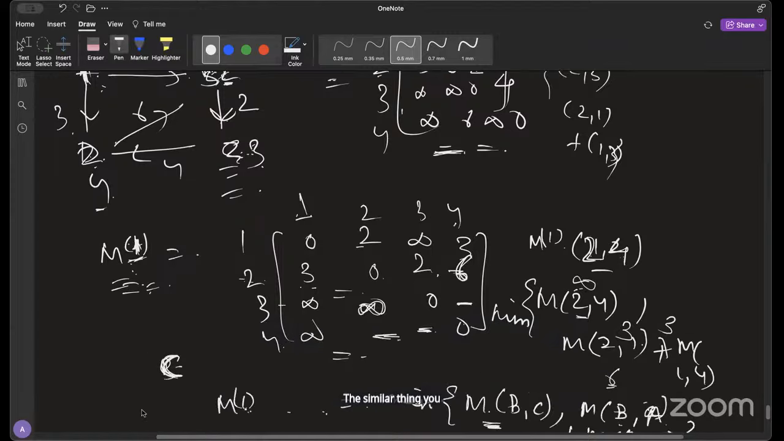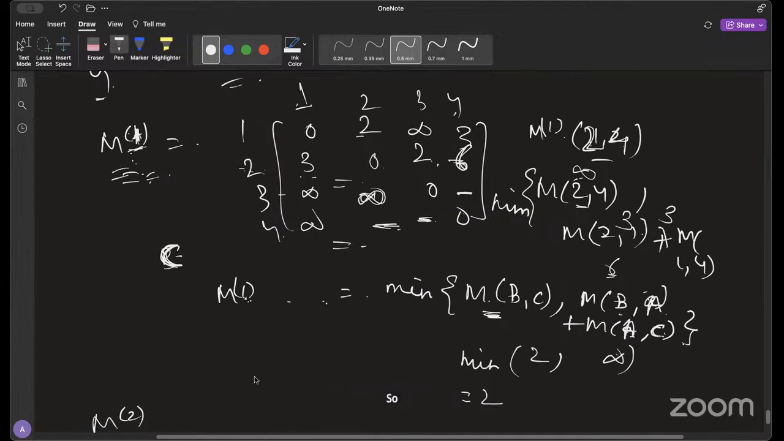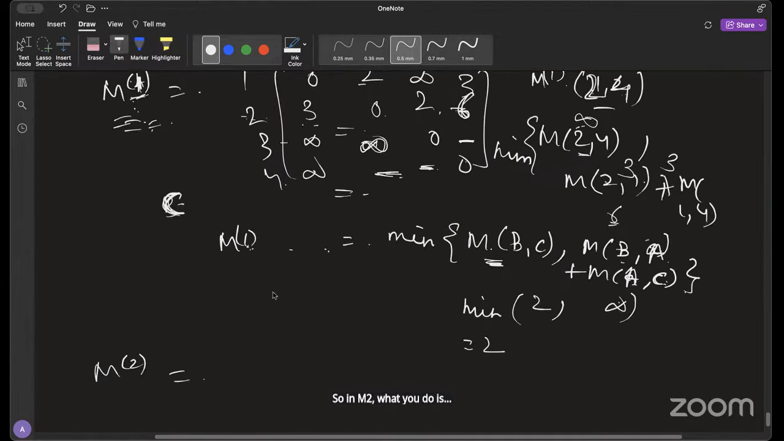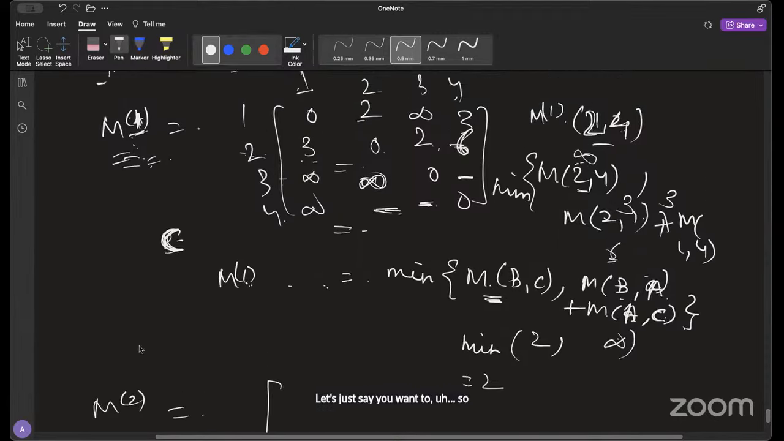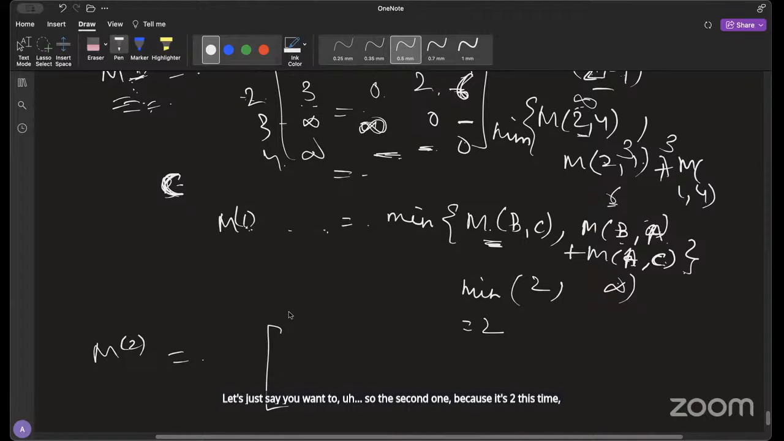The similar thing you do with M2. So in M2, what you do is, let's just say, because it's 2 this time, you keep the second row and second column the same as the previous one.